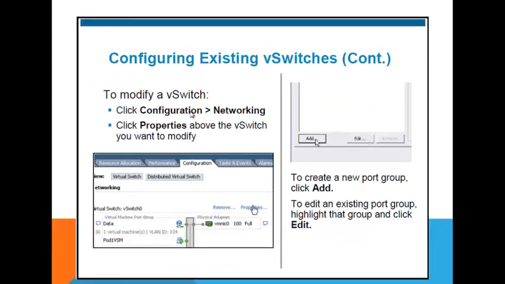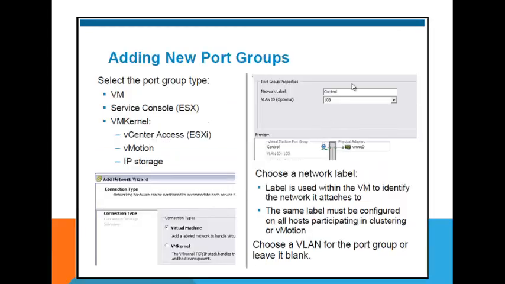When you click on configure networking and properties, you will get a box like this where you can have some port groups. When you say add, it will open this window. Now, port group for what? What port group do you want to create? A VM machine or VMkernel? Different types of port groups we have.